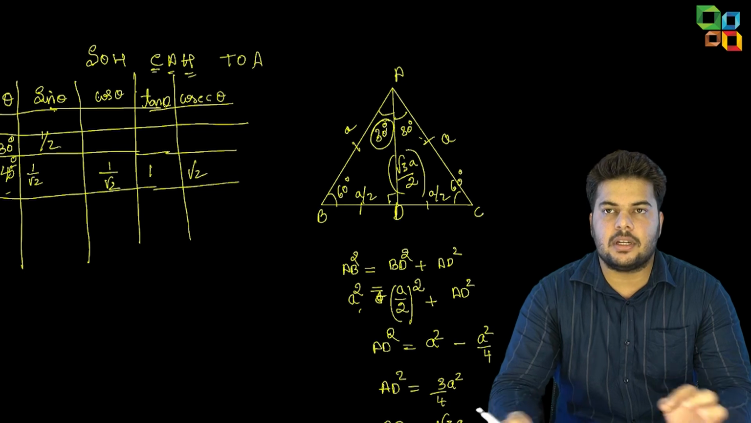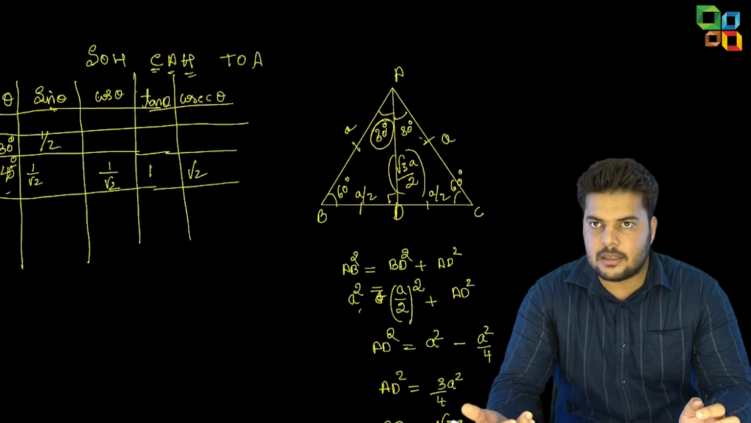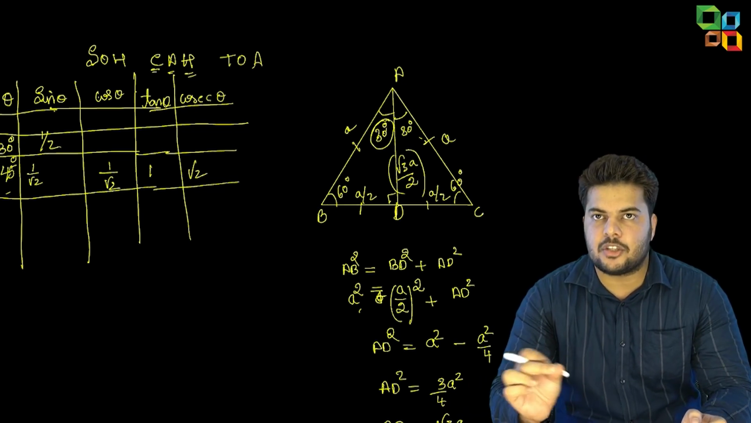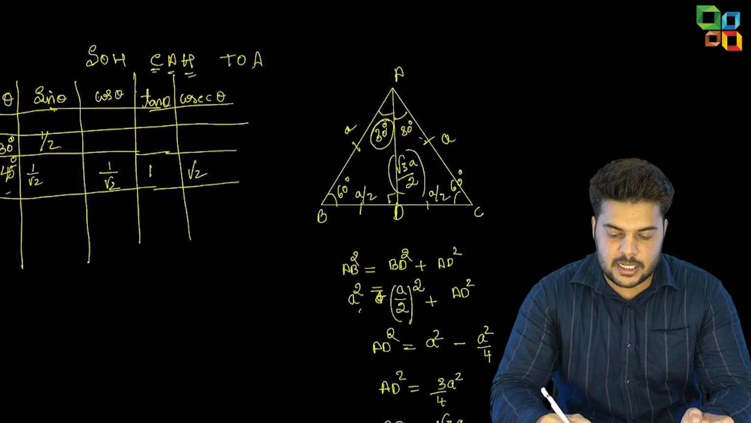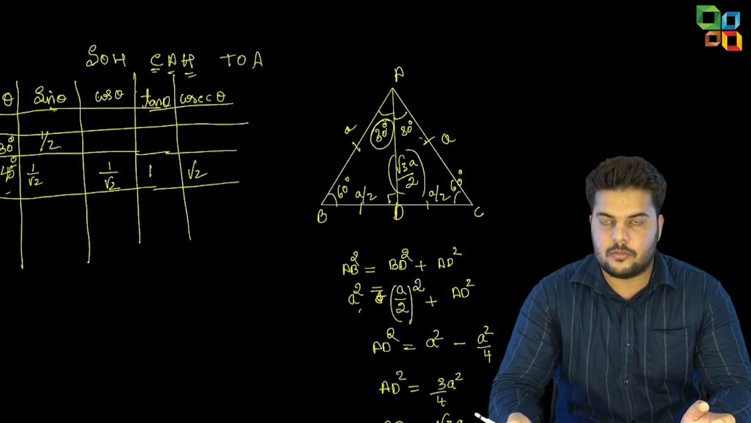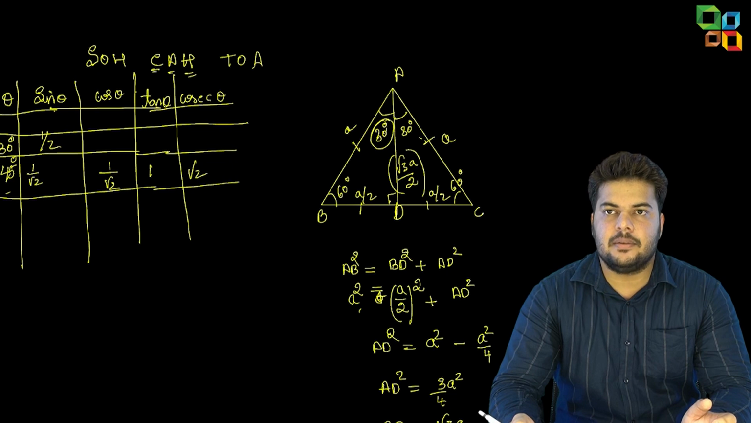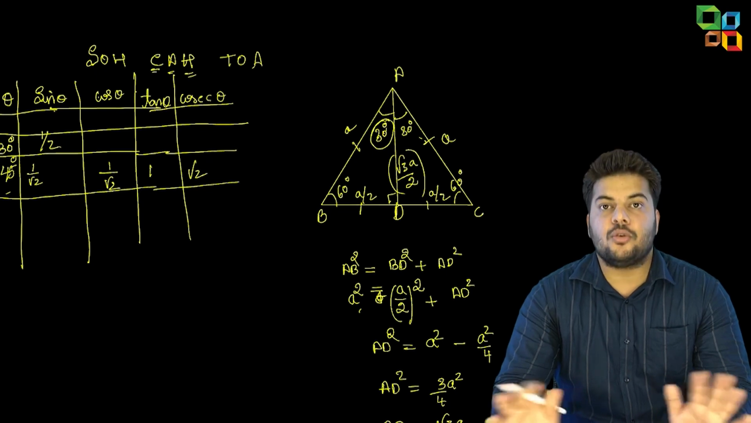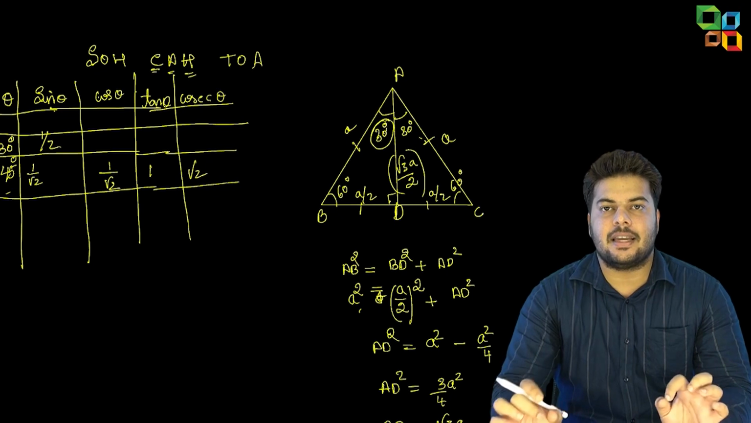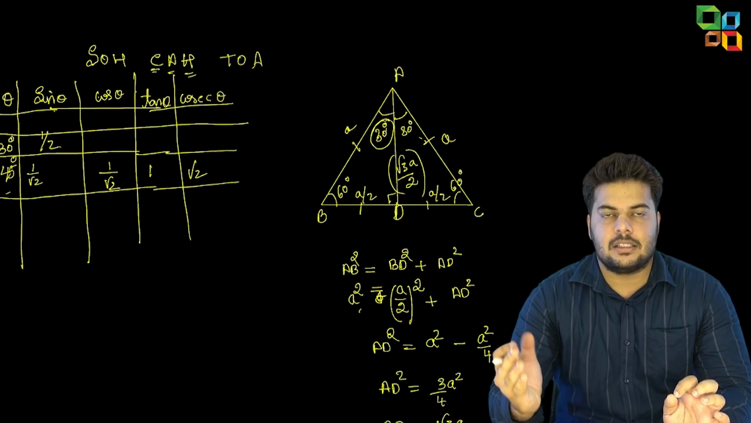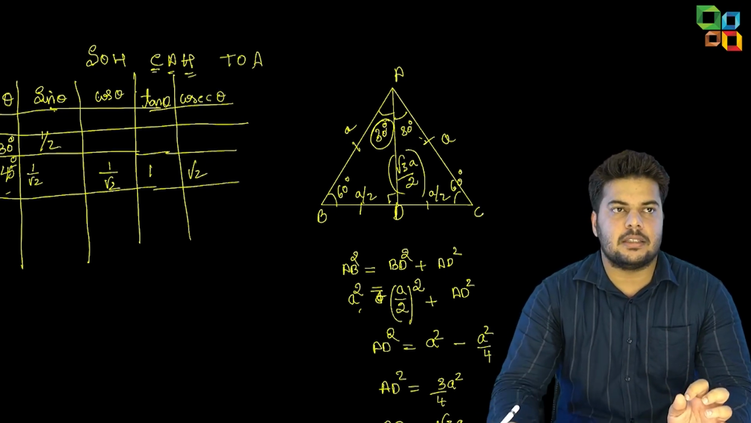What is adjacent to 30 degrees? Which is the side that is next to the 30 degrees? So there are two sides here, no? Which one's the adjacent side? No. Adjacent side. Side that is next to 30 degrees.